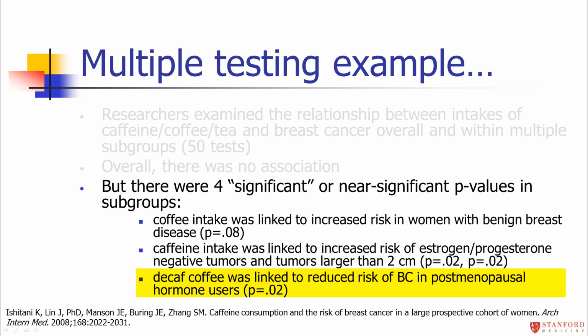Notice, as I'm reading that, the number of qualifiers that I'm putting in there. When you start having lots of qualifiers like that, that's when you start to worry about things like multiple testing. The p-value there came out to be 0.02. So overall, they found coffee and caffeine pretty safe for breast cancer, but then they were worried about these "significant" p-values that came out.